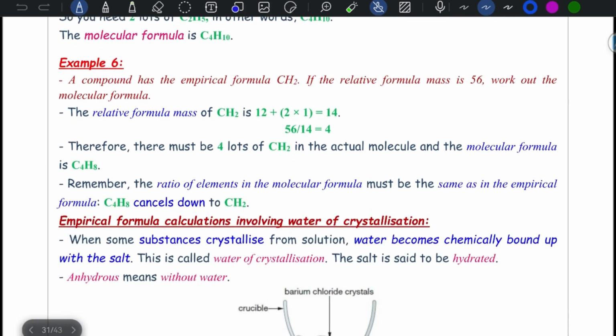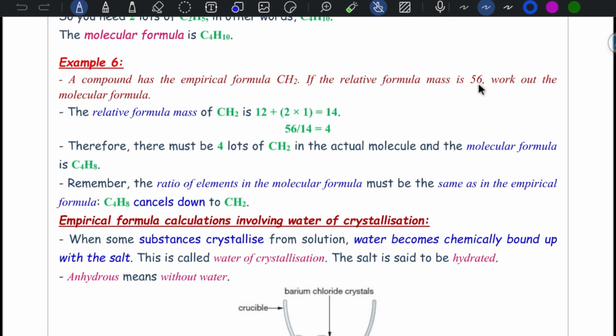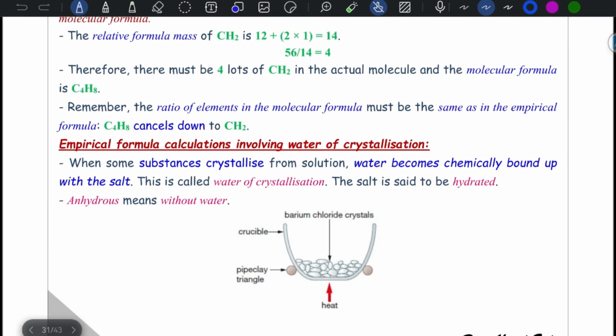Let's check this example. A compound has empirical formula CH2 and relative formula mass 56. Work out its molecular formula. Easy one. Carbon 12 plus 2 multiplied by 1 equals 14, and 56 is the provided relative formula mass. 56 over 14 gives 4. So we have 4 of CH2. This means 4 multiplied by CH2 equals C4H8. Remember that the ratio of elements in the molecular formula must be the same as in the empirical formula. C4H8, if it cancels down, gives CH2 again.